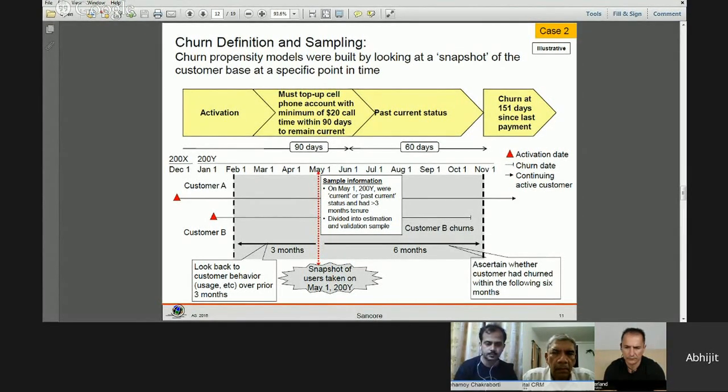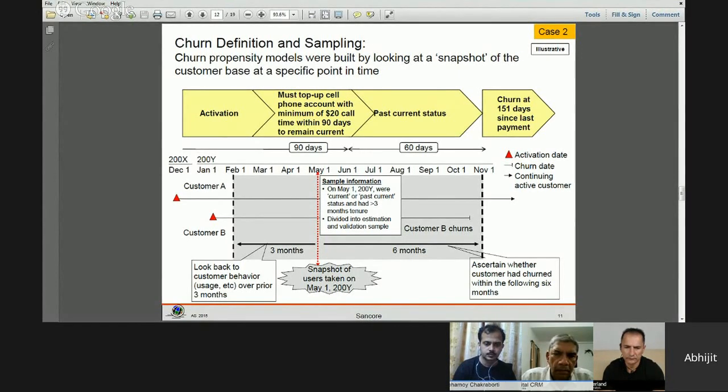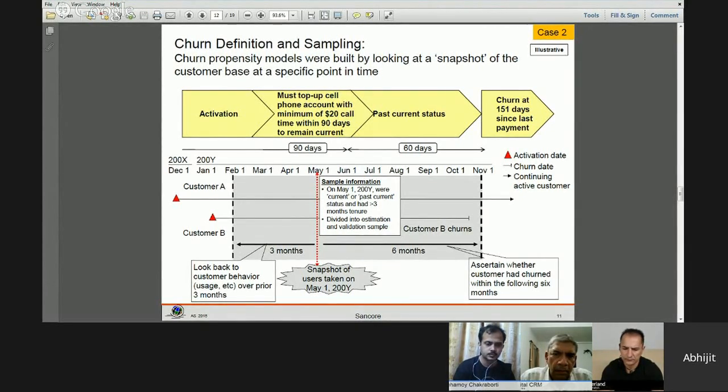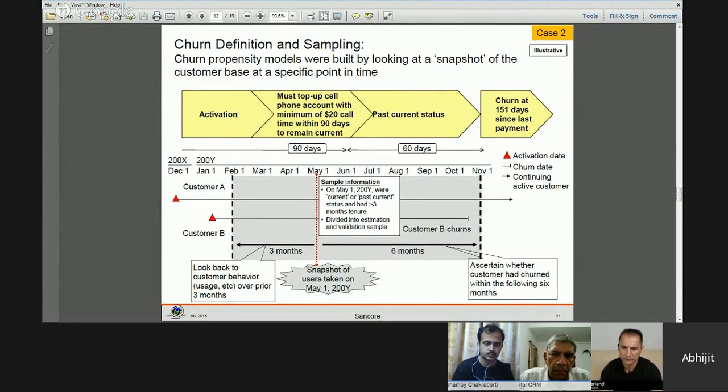So for example, customer A, say, activation date on the left-hand side, and then they went on, it was a continually active customer, which means that even in that 6-month period that we observed the customer, they were active. Customer B came in before the 3-month period. They had 3 months qualification, but they churned after 5 months.